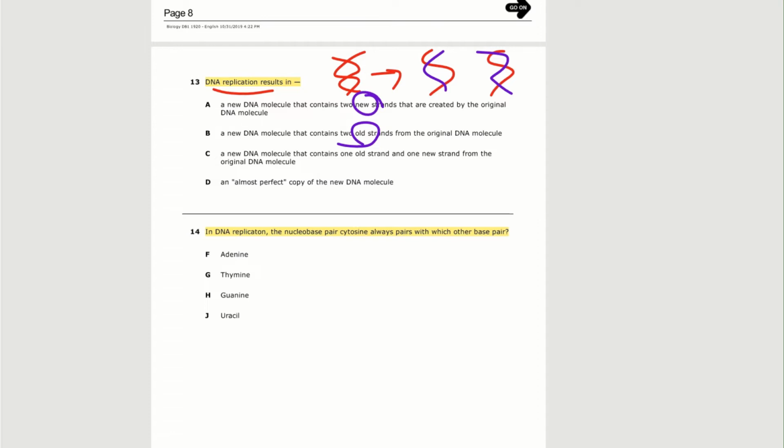An almost perfect copy of the new DNA molecule. What? It has to be a complete copy. What do you mean almost perfect? That's a mutation. You have a disease. It's just a new one and an old one, but it's still the same copy, guys.